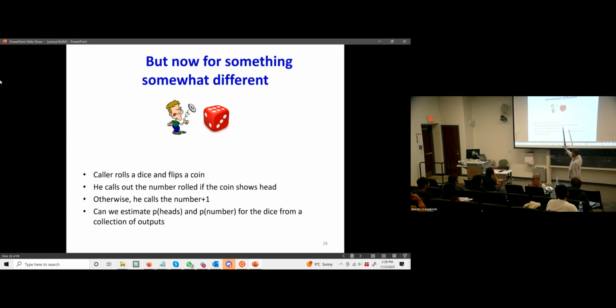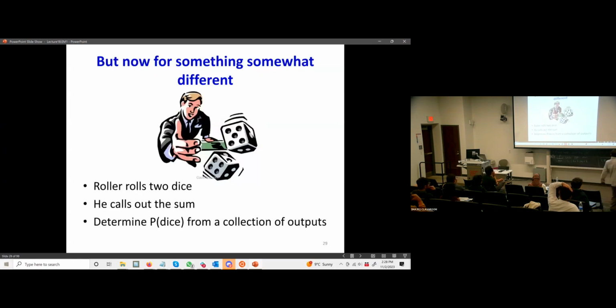Yeah, but how do I get the distribution of the dice? Distribution. Right? Let me give you something even a little more ugly. This guy has 2 dice in his pocket. He rolls them both. He always calls out the sum. Based on just the sum, how do you estimate the distribution of the individual dice?